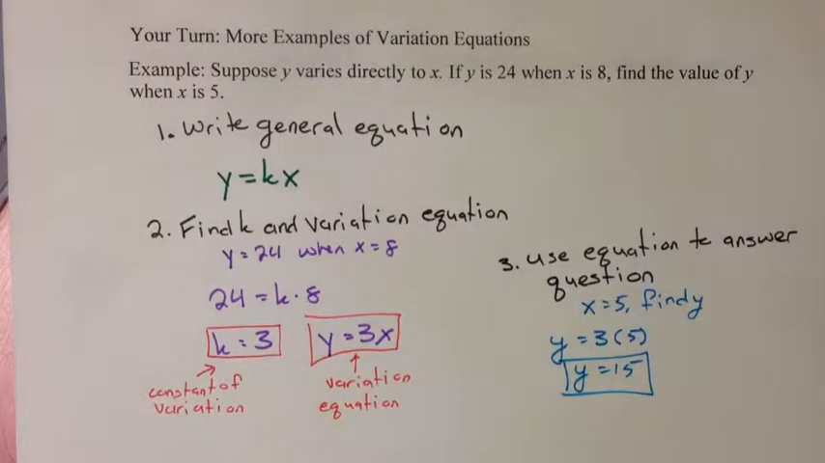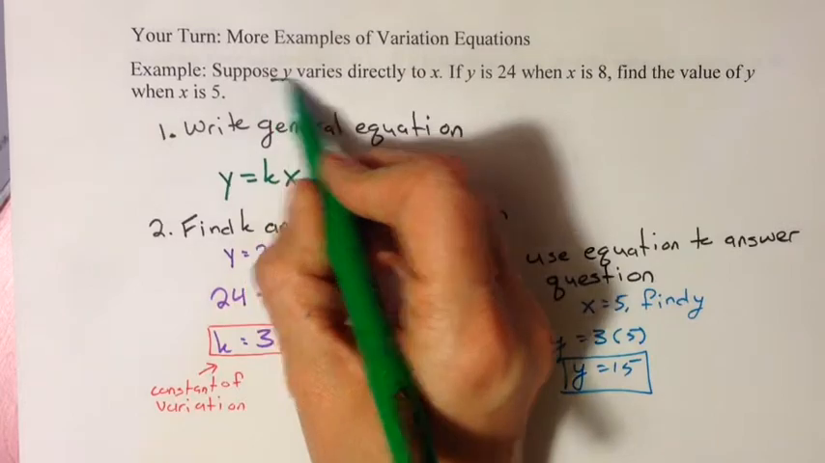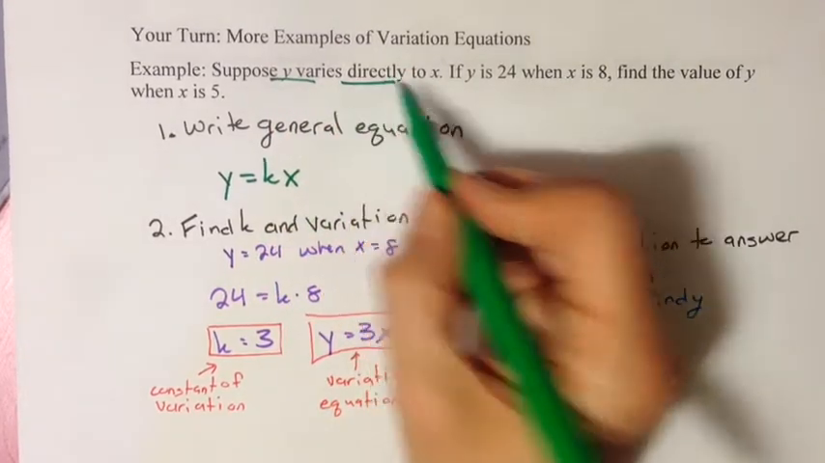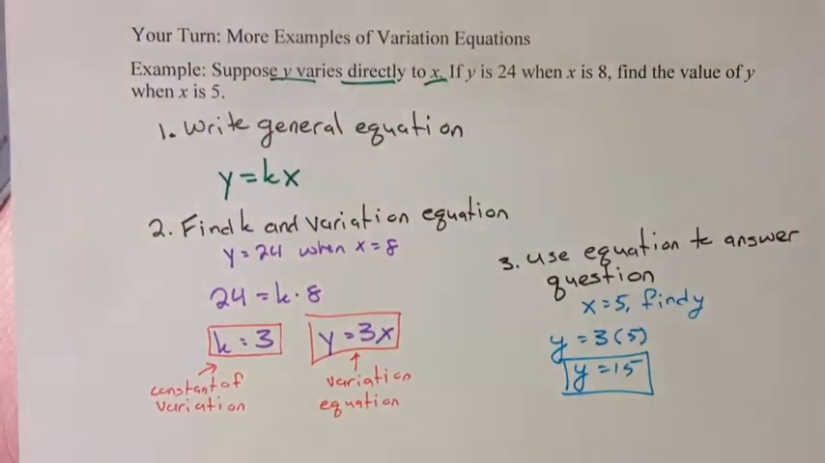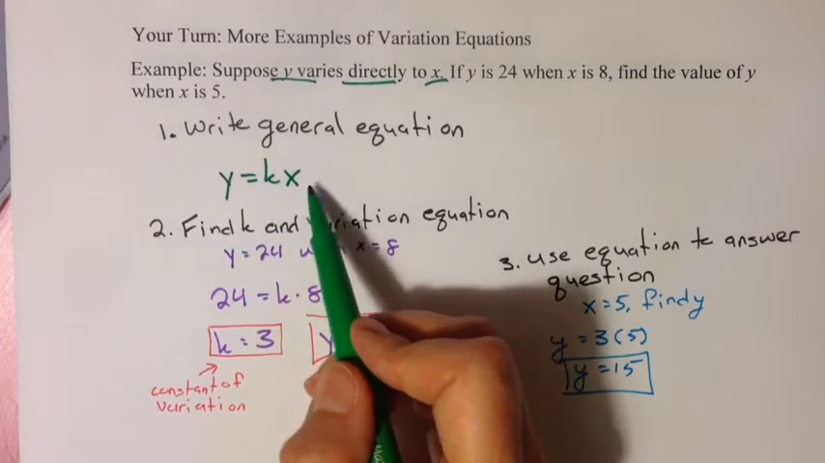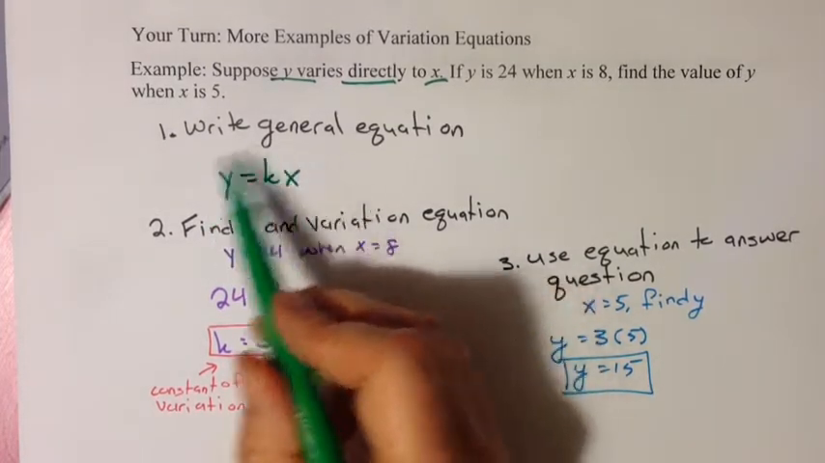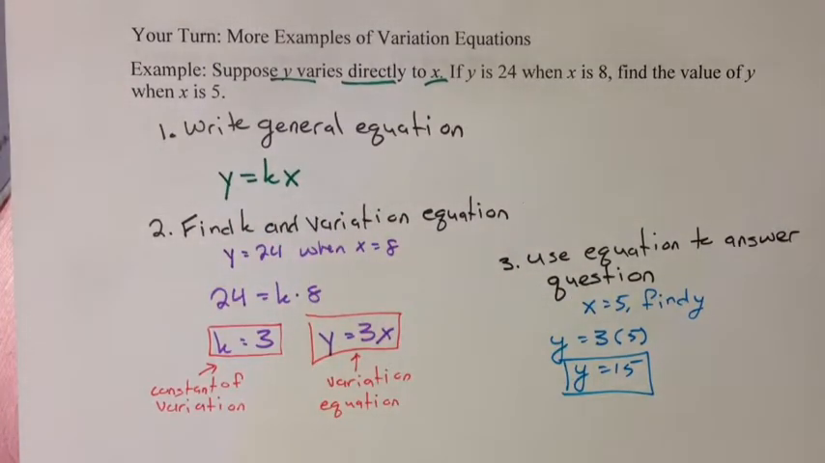And we're back. So your first step is to write down a general equation. This says, suppose y varies directly to x. So one of my variables is y, it's varying directly, and my other variable is x. So that tells me I have a y, an x, and a k, and everything is on the same level here. My second step is to find k and write down the variation equation.